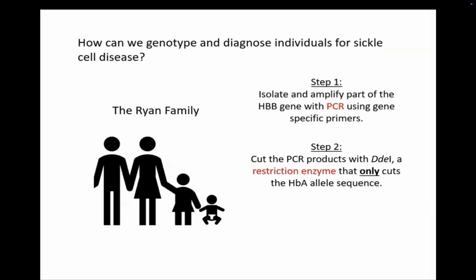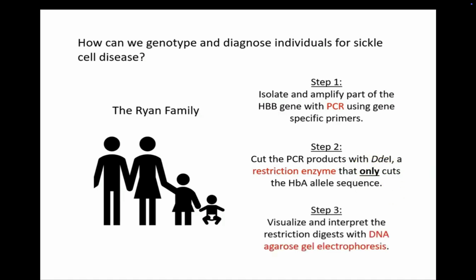Okay, so where are we? First, we've PCR'd out the portion of the HBB gene surrounding that mutation site. We have cut our PCR products with DDE1, and what's next? So, at this point, our DNA is invisible to us, just a clear liquid in a tube, and what we need to do is to visualize that DNA and then interpret our results to determine the genotypes of our family members. So once again, back to Paul Anderson to introduce to us the topic of DNA agarose gel electrophoresis.